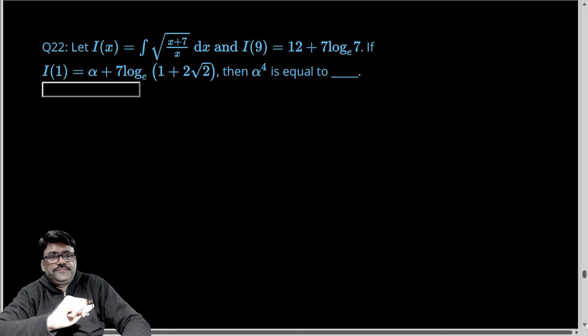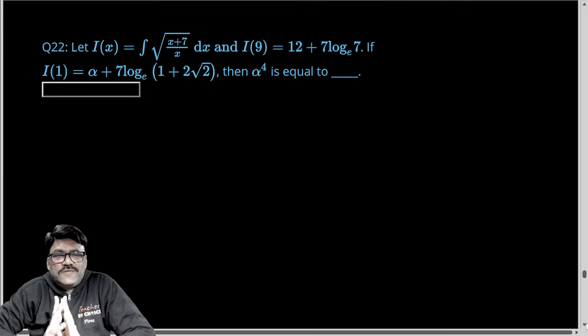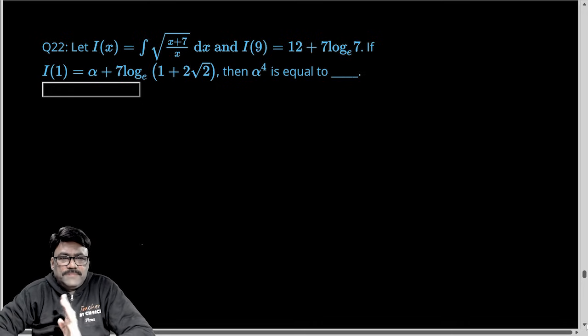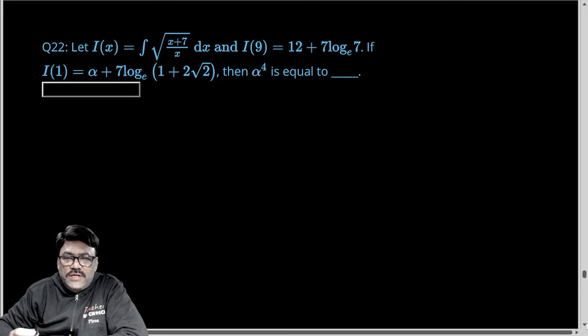See this question. This question is based on indefinite integration. Ix is under root x plus 7 by x dx. I9 is this. I1 is alpha plus this. So what will be alpha? Okay, so first I have to get Ix.